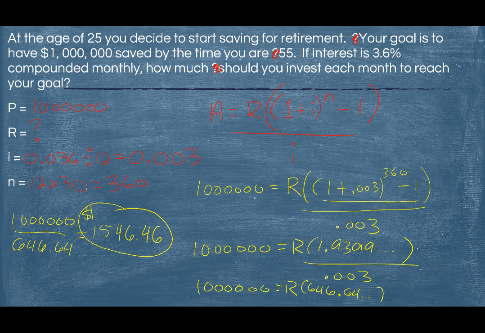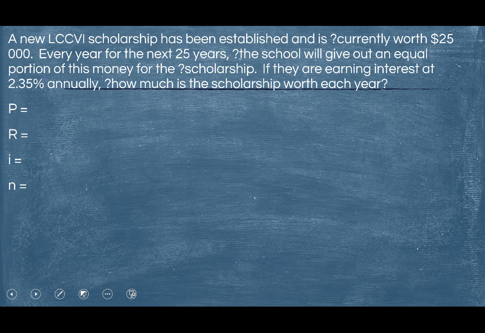If you do, though, you'll be a millionaire, 100%. All right. Now let's look at the other version, the one with the negative exponent, the one I'm less good at. It says a scholarship's been established and is currently worth $25,000 in the bank. Every year for the next 25 years, the school wants to give out an equal portion of this money for the scholarship. If they're earning interest at 2.3% annually, how much is the scholarship going to be worth each year?